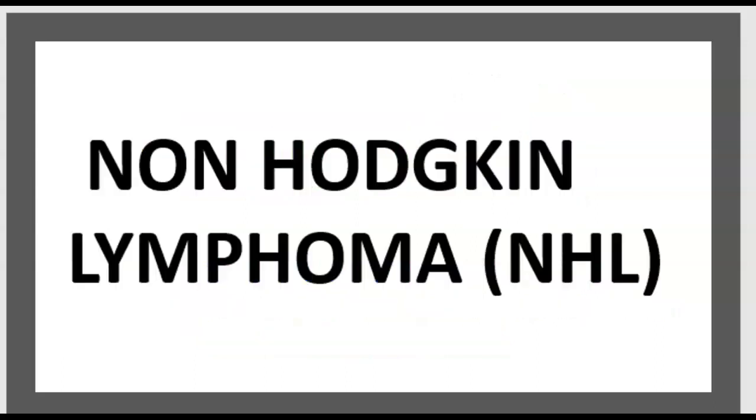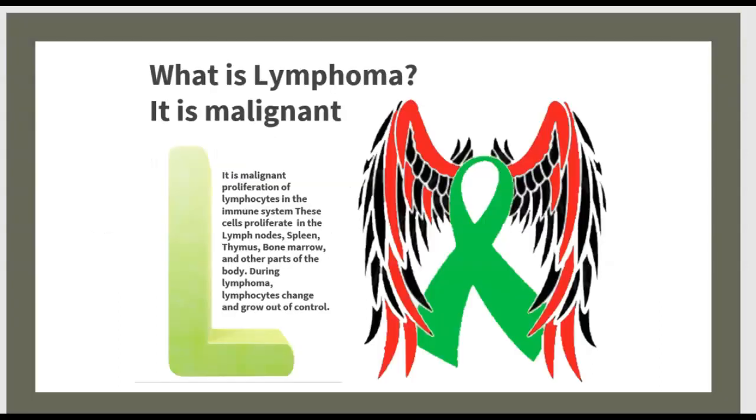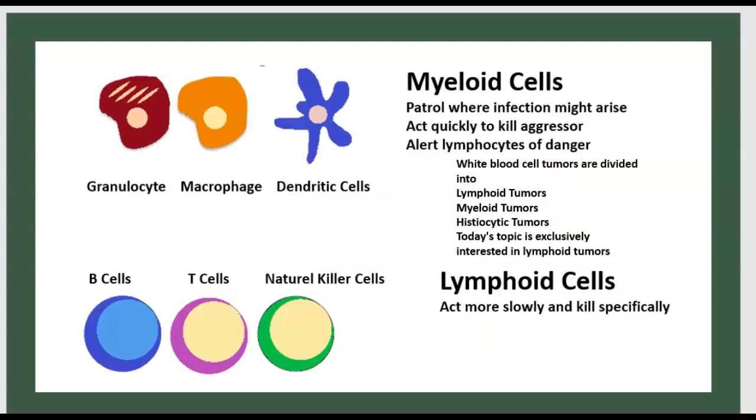Let's start. Today's topic is about Non-Hodgkin lymphoma, NHL. What is lymphoma? Lymphoma is a malignant proliferation of lymphocytes in the immune system. These cells proliferate in the lymph node, spleen, thymus, bone marrow, and all other parts of the body. During lymphoma, lymphocytes change and grow out of control.